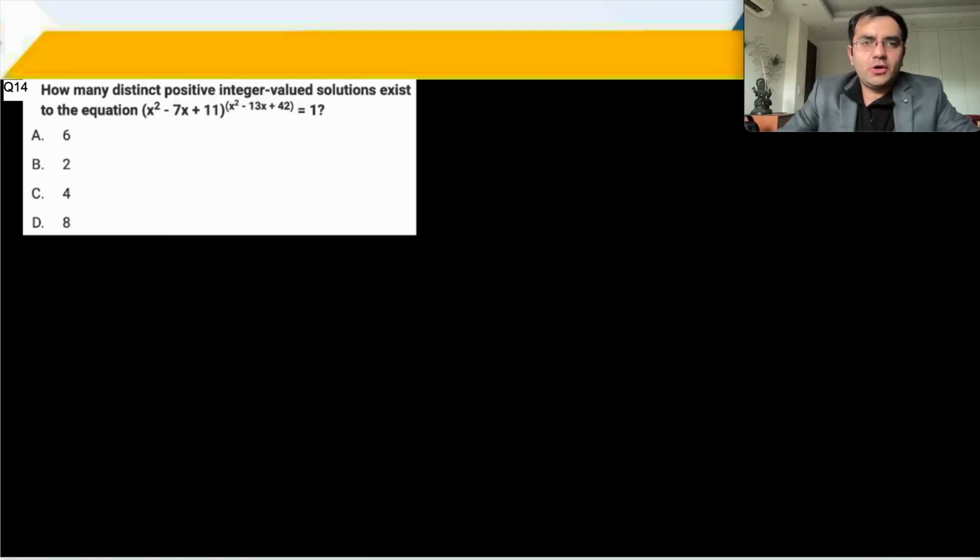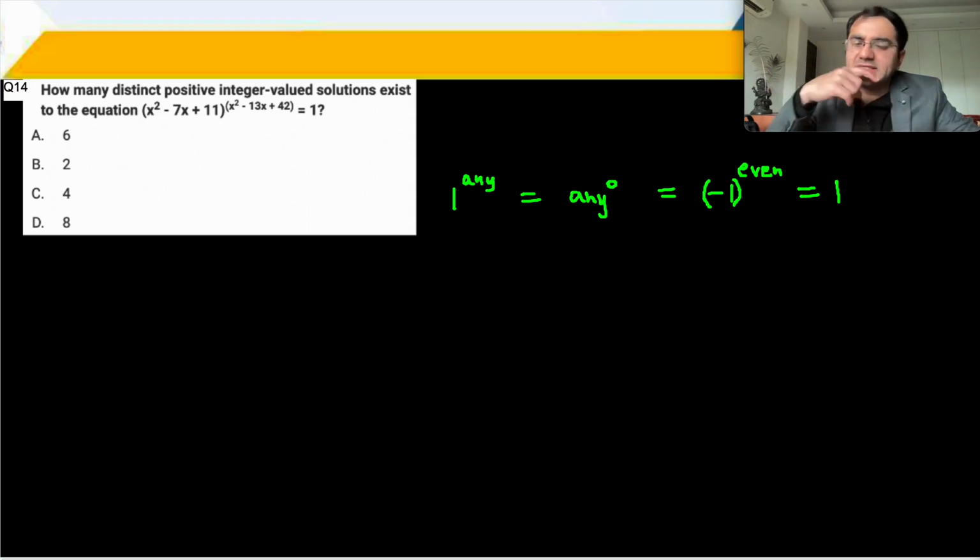Beautiful question on indices. A to the power b is equal to 1. So when will we get 1? What to the power what? 1 to the power anything will be 1, and anything to the power 0 will also be 1, and minus 1 to the power any even number will be 1. Minus 1 to the power odd becomes minus 1, but minus 1 to the power even number becomes 1. And this third case is the case which probably many people did miss out.